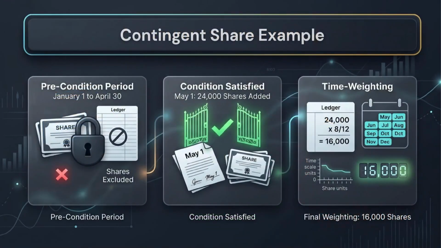In this example, 24,000 contingent shares are excluded at the start of the year because the condition is not yet met. On May 1st, the gate opens. From that date, the shares enter the denominator and are time weighted. May through December gives 8 months, so 24,000 multiplied by 8 over 12 equals 16,000 weighted shares. The key is not January 1st. The key is the condition satisfied date.